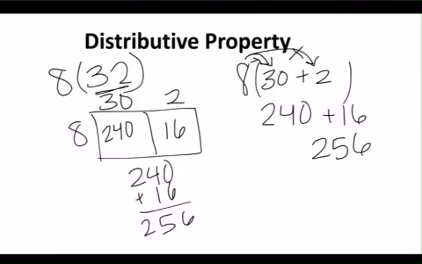The distributive property is about taking the number on the outside of the parentheses and then multiplying it to everything inside. We don't leave anyone out. We hand it out to everyone. Okay, let's try another problem.